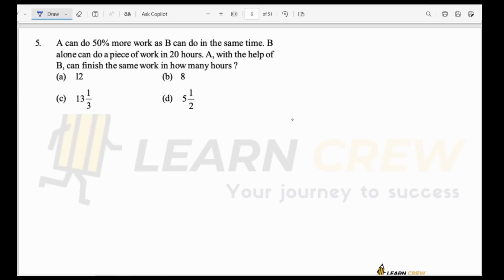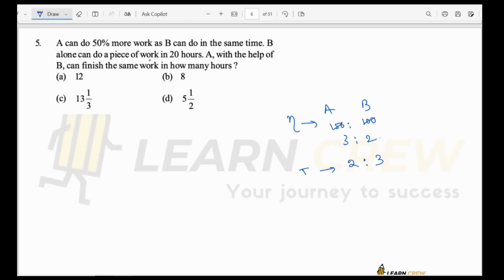A is 50% more efficient, can do more work than B. So what does it mean? The efficiencies of A and B: A is doing 50% more work means the efficiency of A is more than B. If B's efficiency is 100, A's efficiency is 150, thereby the ratio of efficiencies is 3:2. Yes or no? So times taken will be in the ratio 2:3 because efficiency and time taken are inversely proportional.